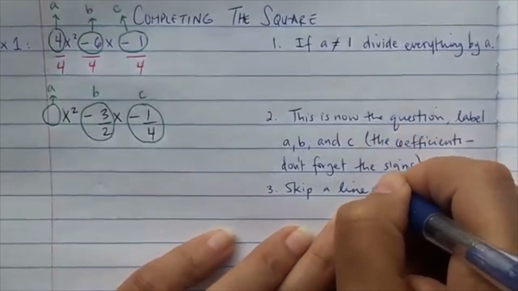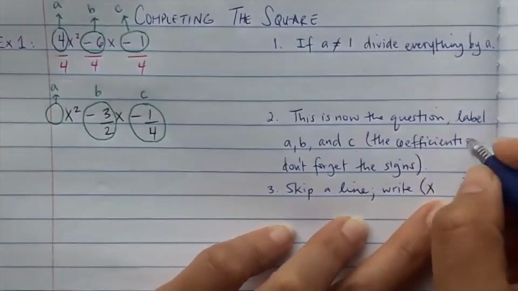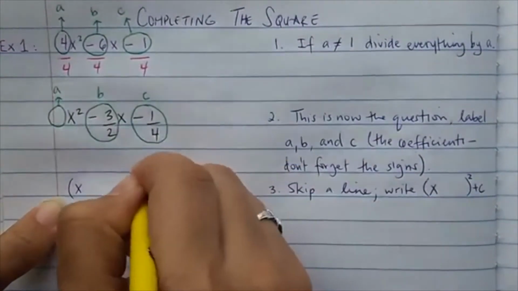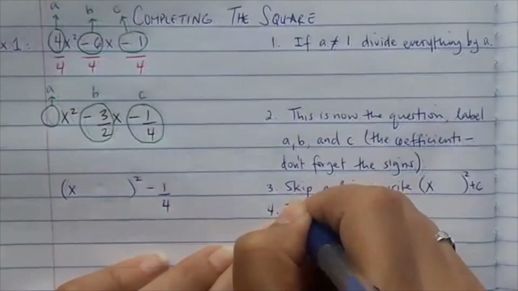Alright, so skip a line and then write this: parentheses, x, and then leave a little space, and then squared outside, plus whatever your C is. In this case, it's negative 1/4. So let's skip a line and then write that. And my C is negative 1/4, so that's what I'm putting there.